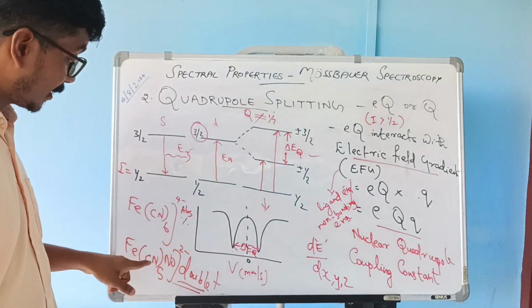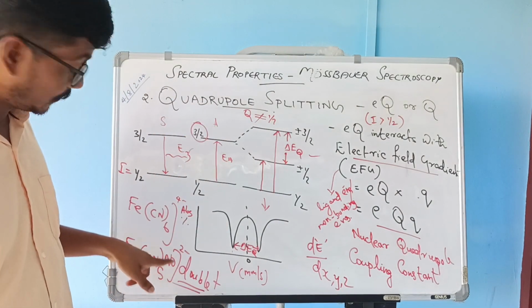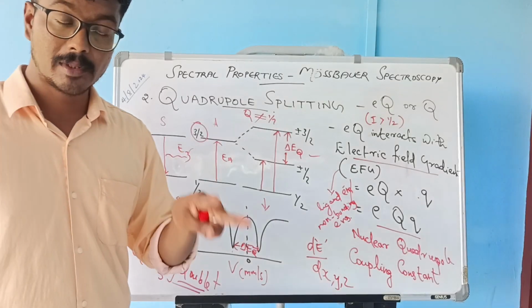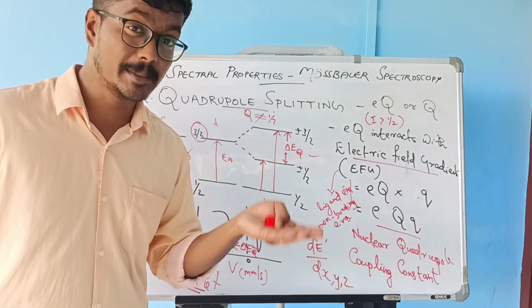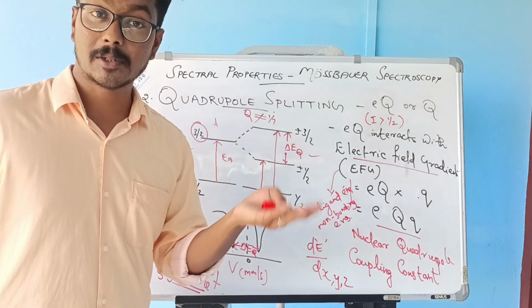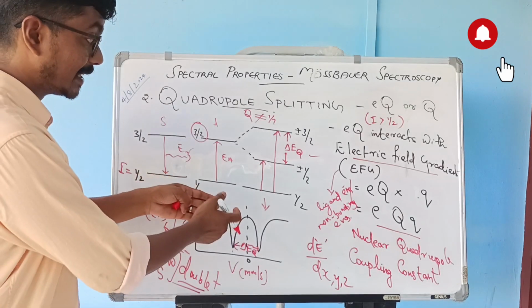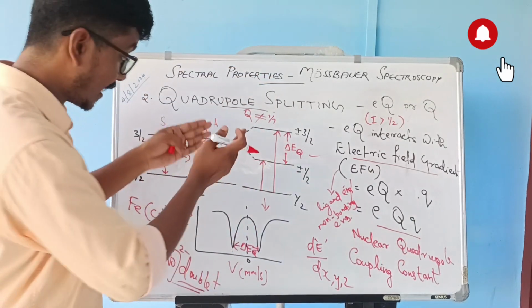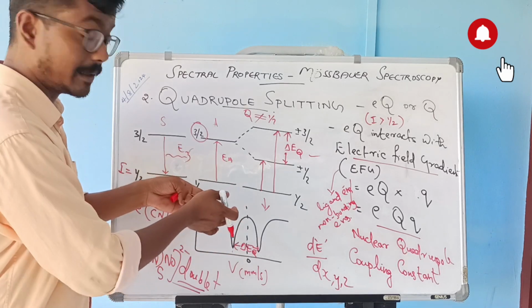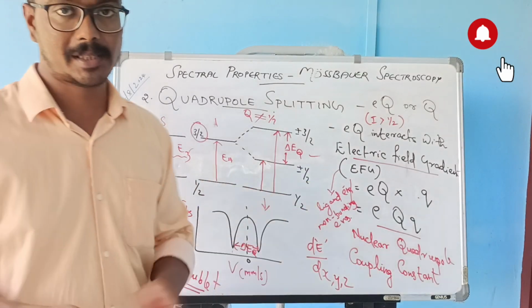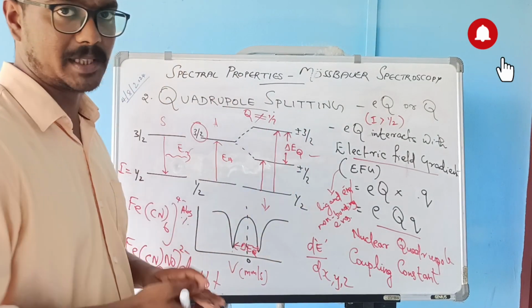But when one of the cyano groups is replaced by NO, there are two different ligands, having separate, asymmetric electronic distribution. As a result, the energy level diagram splits into two. That will also be reflected in the spectrum. We obtain a doublet. So this is the quadrupole splitting.